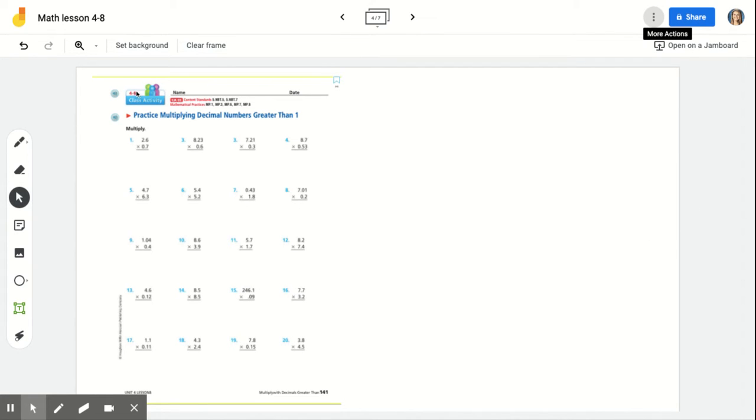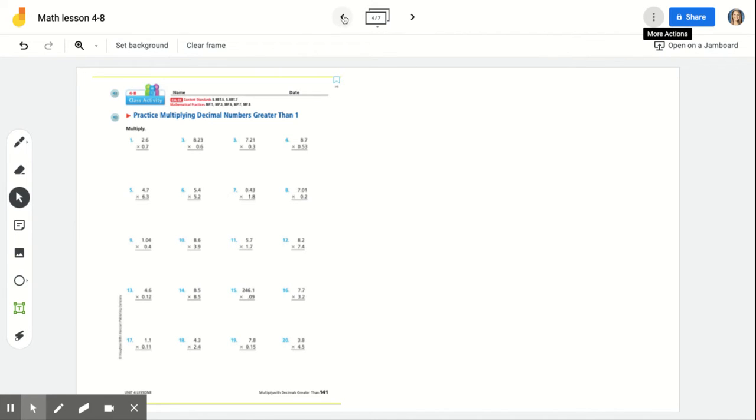We're on lesson 4-8, page 141 in your book. Please have that open and ready. And the heading on this page says practice multiplying decimal numbers greater than 1. We're going to follow the same procedures that we've been practicing, in which we ignore the decimals and solve as if they are whole numbers, and then go back and count the number of decimal places on our factors and make sure our product has the same amount of decimal places in our answers.